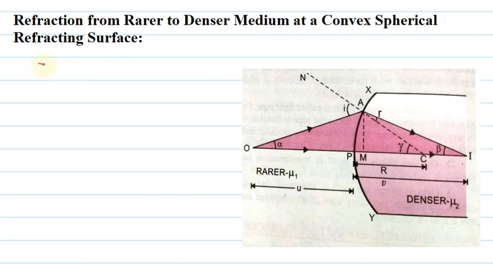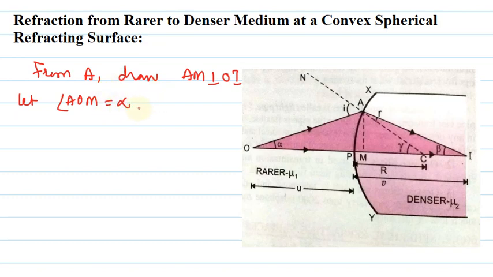From A, draw AM, which is perpendicular to OI. Let angle AOM be equal to alpha, angle AIM be equal to beta, and angle ACM be equal to gamma.